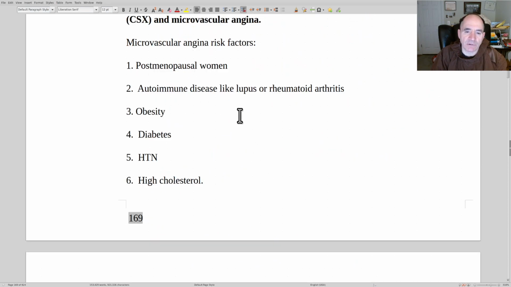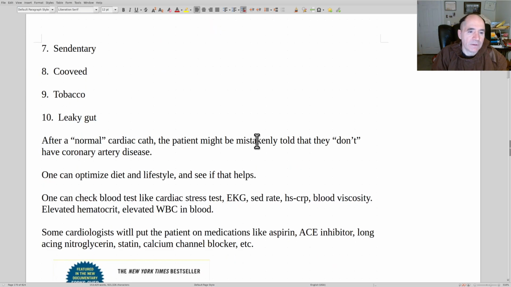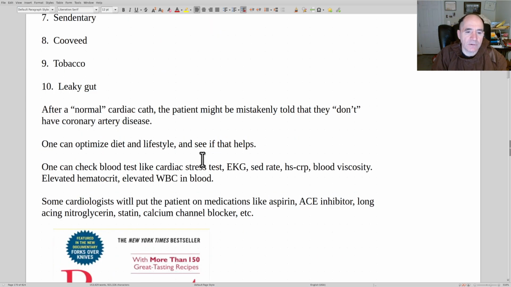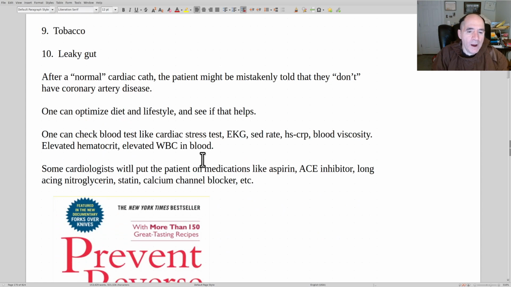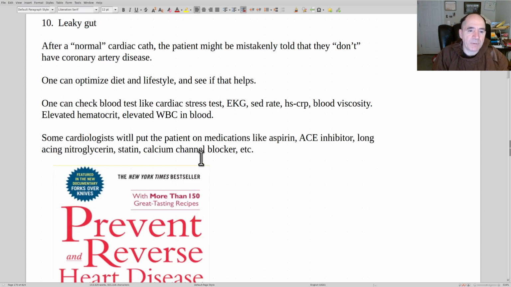Here are some of the risk factors. Postmenopausal female, autoimmune disease, yeah, because you form small clots in the context of autoimmune disease. Obesity, diabetes, hypertension, cholesterol, risk factors for everything ischemic. Secondary infections, tobacco, leaky gut. Some doctors will put the patient on antiplatelet medicines like aspirin, some of these other meds, but again, why not just fix the thing by fixing your diet?